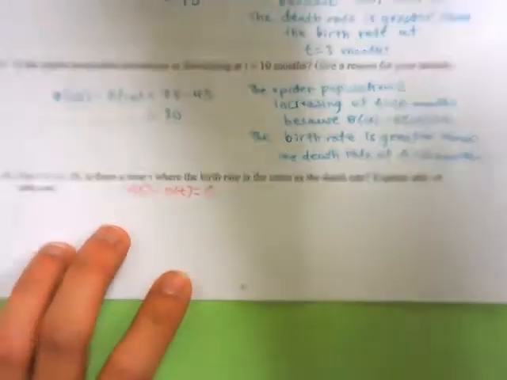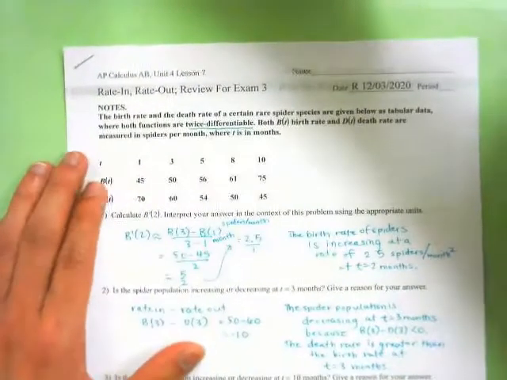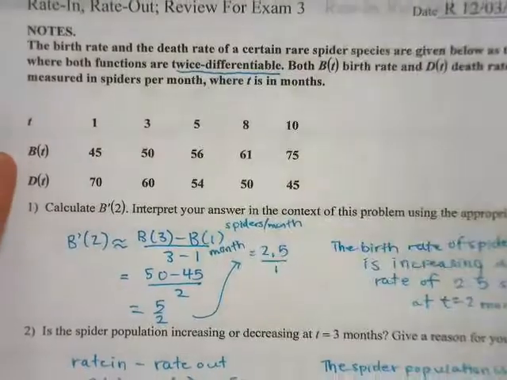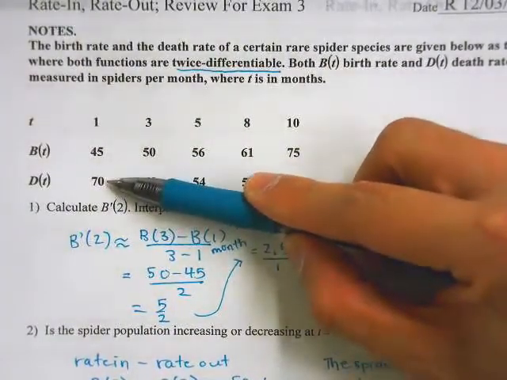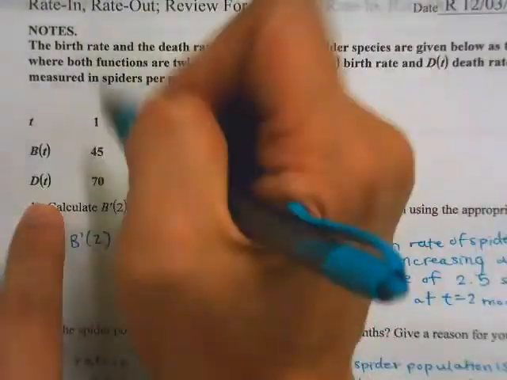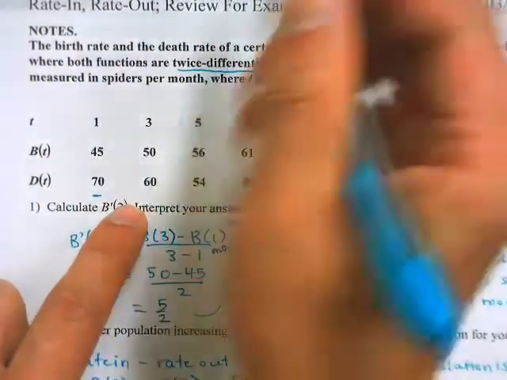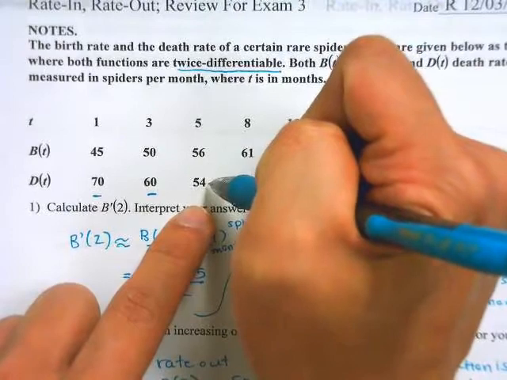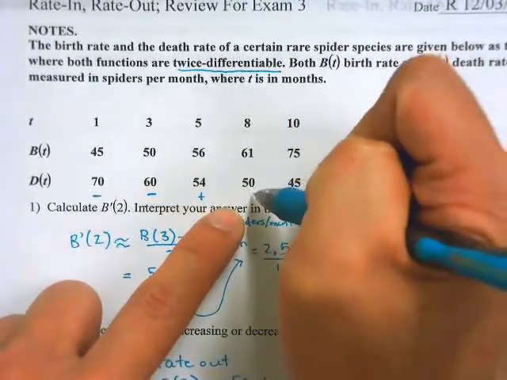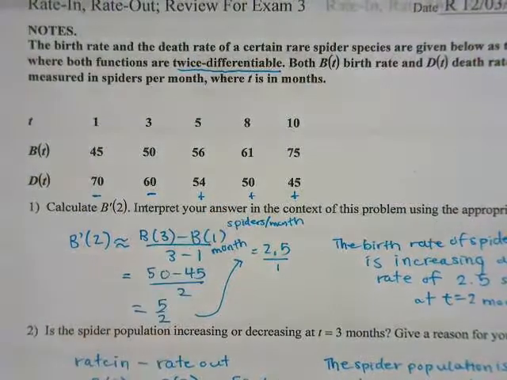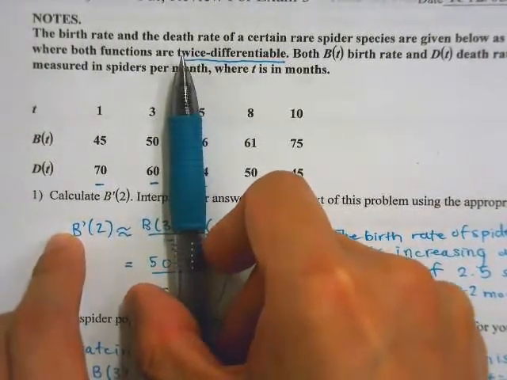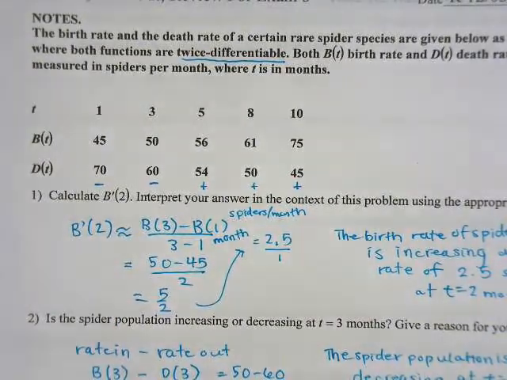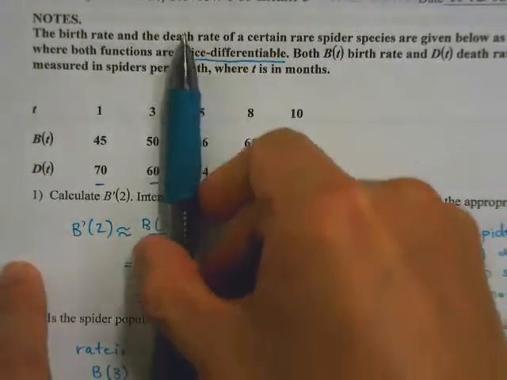Let's take a look. We can go back to our tabular data. 45 minus 70. On top of your head, is that going to be positive or negative? So this is going to be negative. How about 50 minus 60? Negative. How about 56 minus 54? So now it's going to turn positive, and all of this is going to be positive over here. So there is some time in between, probably somewhere over here, that the birth rate and the death rate are going to be the same.